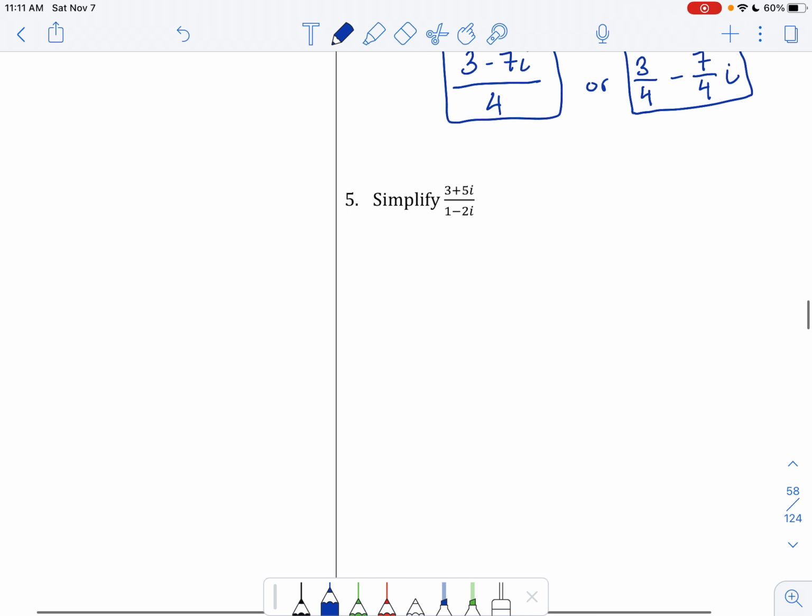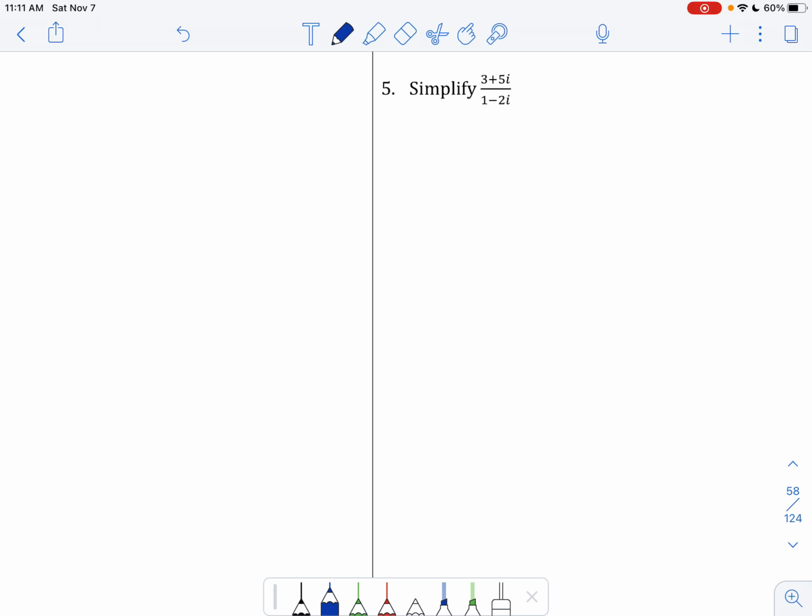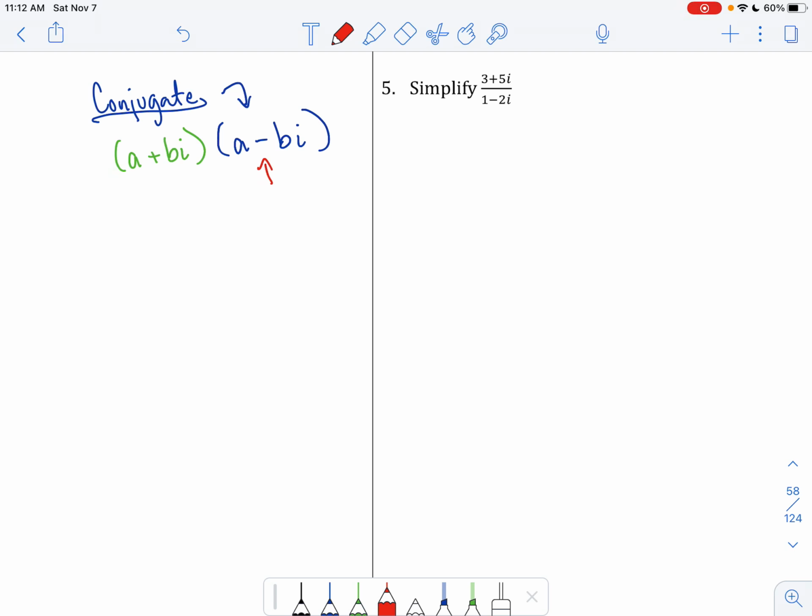Now, sometimes you're going to run into a division problem where you have addition and an i in the denominator. And hopefully you do remember this from previous classes. What you want to think about is the conjugate. Now, the conjugate is basically the same number. So if I have a plus bi, the conjugate would be a minus bi. Like that. So all we're doing is changing the sign inside the parentheses. And the reason that the conjugate is really helpful is that when you multiply them together, you'll end up with a real number because your i terms will cancel out.